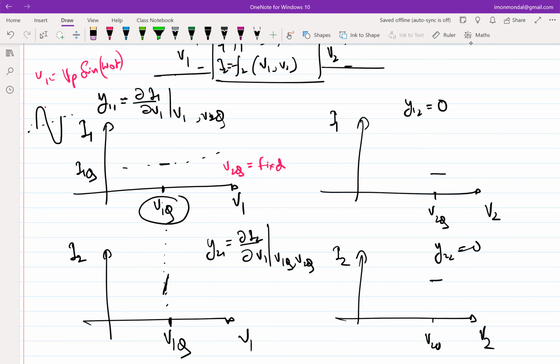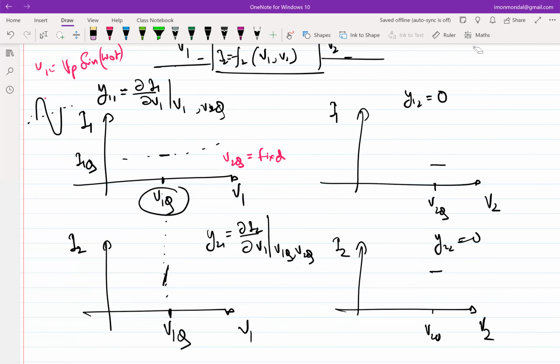And the slope of the IV characteristics around V1Q, I1Q should be equal to 0. That's all we know till now. Agreed? Do you want me to repeat? Well, let me repeat anyhow.